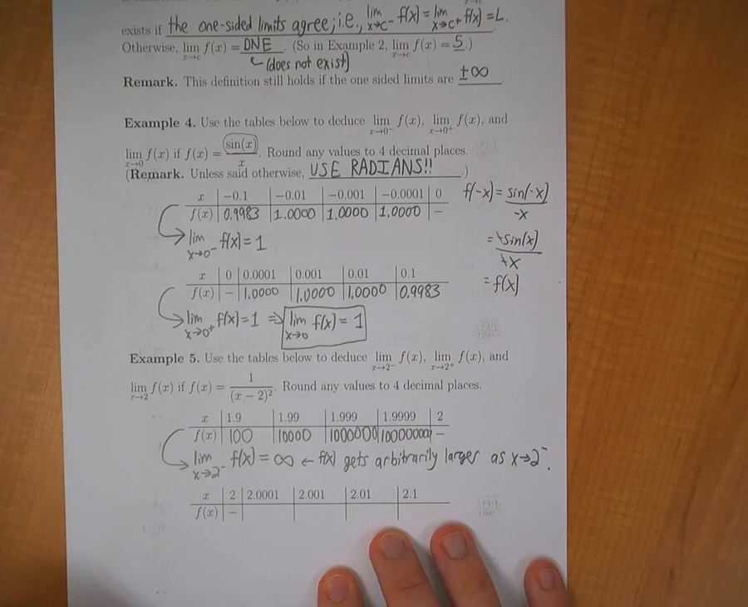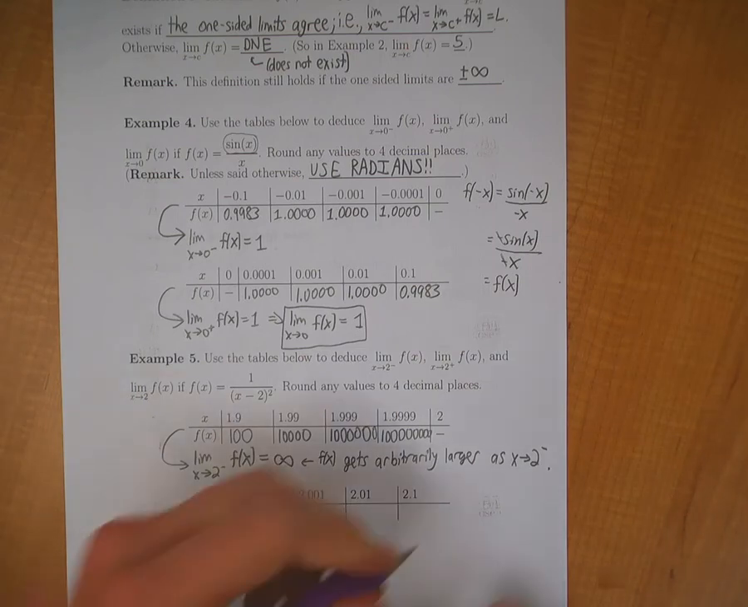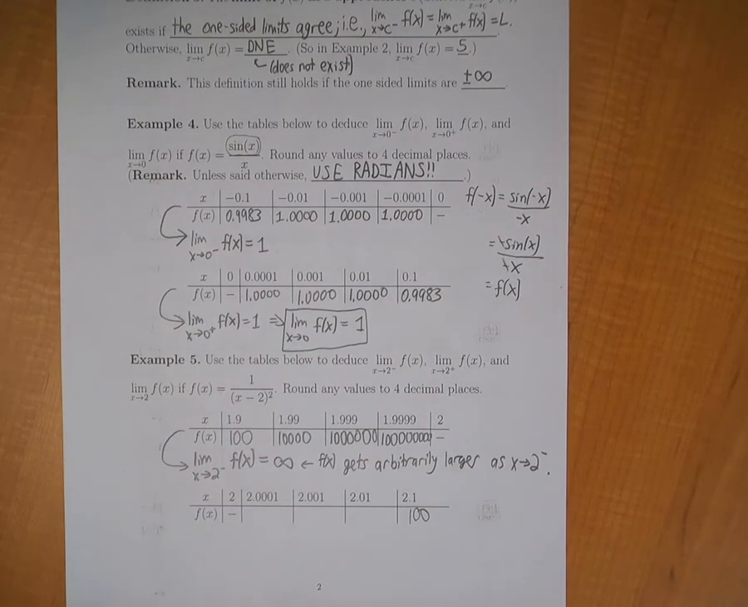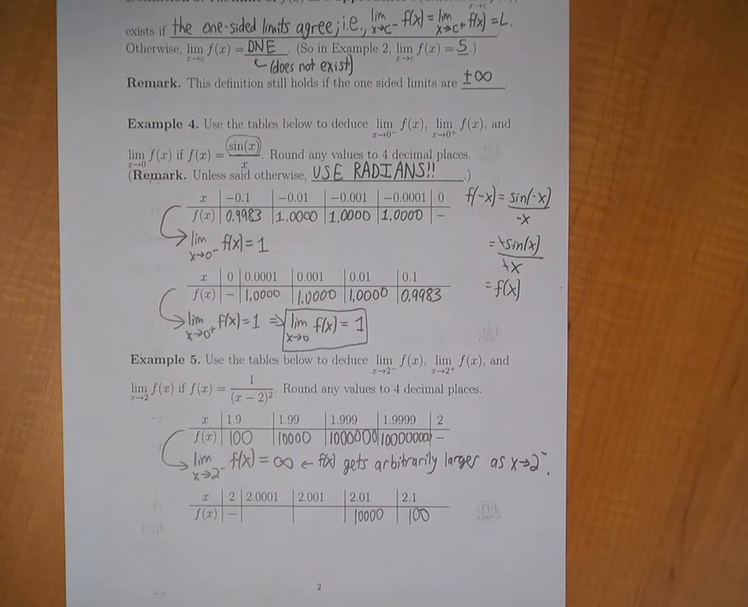Okay, now let's do the same thing with the next table. This row does f of 2.1, f of 2.01, f of 2.001, and then you guys do 2.0001. Go ahead. Yep, 100. 10,000. 1 million. Yep, a million.